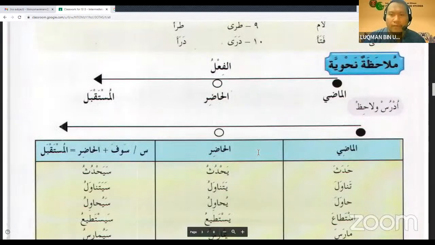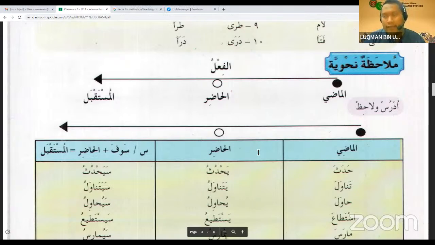Then also, we know that the verb in Arabic grammar has 3 tenses: perfect tense, imperfect tense, and imperative tense. But for the sake of comparing it with English grammar, the verb in Arabic which represents present and future tense is actually represented by just the imperfect tense.